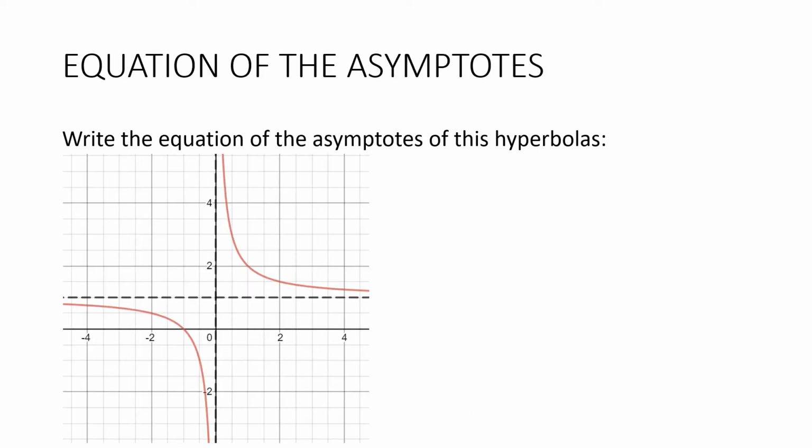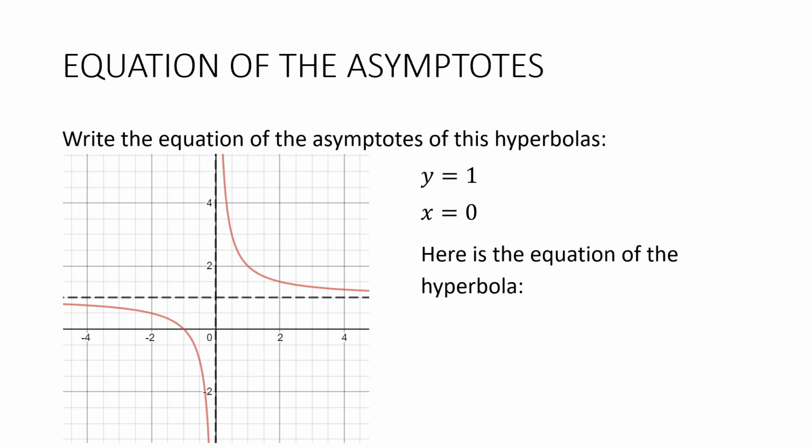So let's write the equation of the asymptotes of this hyperbola. So we've got y is equal to 1 and x is equal to 0. So how do you think we would form the equation of the hyperbola? We're going to have 1 on x and then we're going to have plus 1. Have a look at that for a minute.